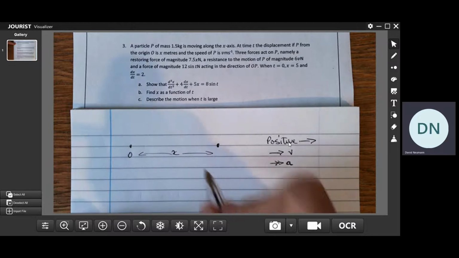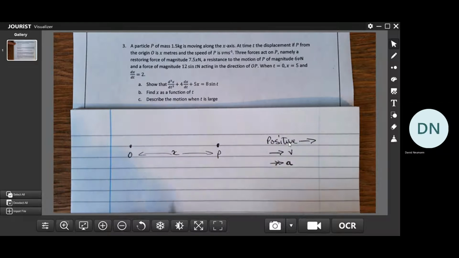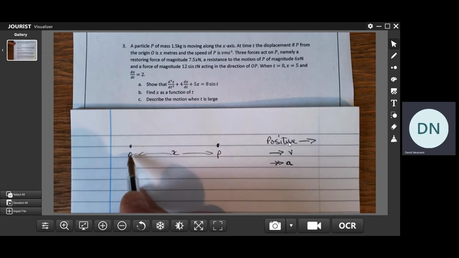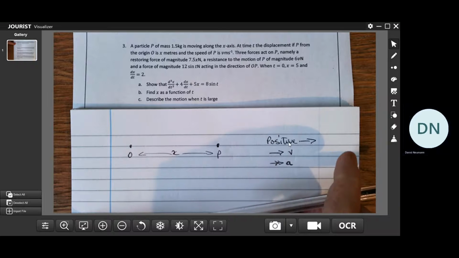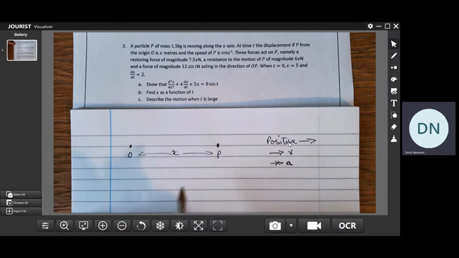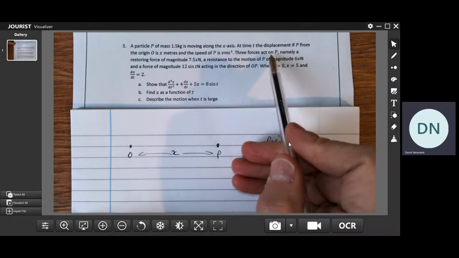Here's our particle P. Here's the displacement x from the origin O. We're taking positive this direction, so velocity positive this direction, acceleration positive this direction. It says three forces act on P.